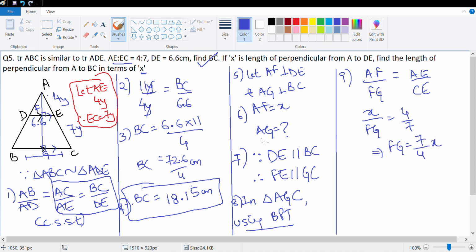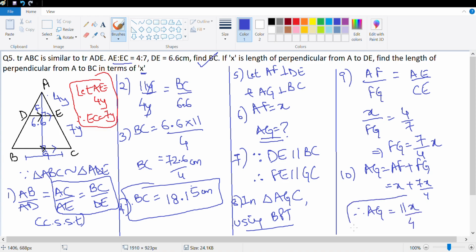What do we have to calculate? We have to calculate AG. So AG would be equal to AF plus FG, which means x plus 7x upon 4. Therefore, AG is equal to 11x upon 4. Done. Simple question. Let's look at the next question.